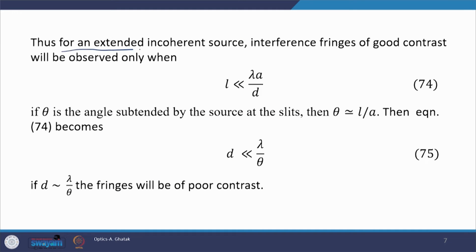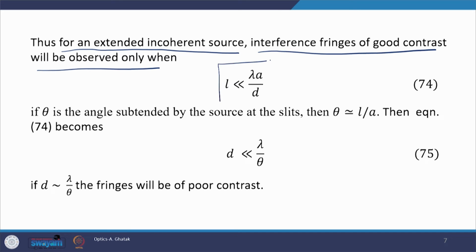Thus, for an extended incoherent source, meaning the extended line source which we are considering in this analysis, the interference fringes of good contrast will be observed only when the length element is much smaller than lambda A by d.